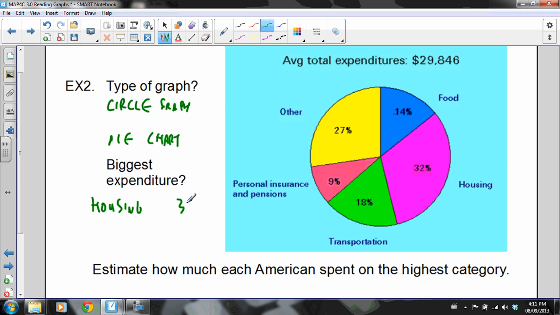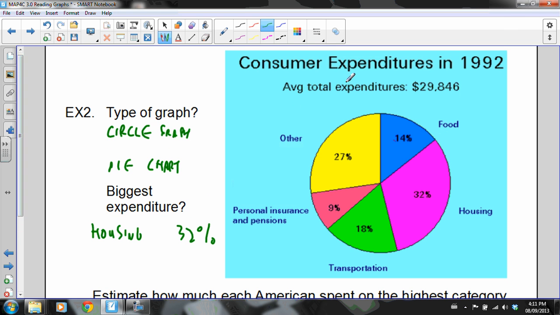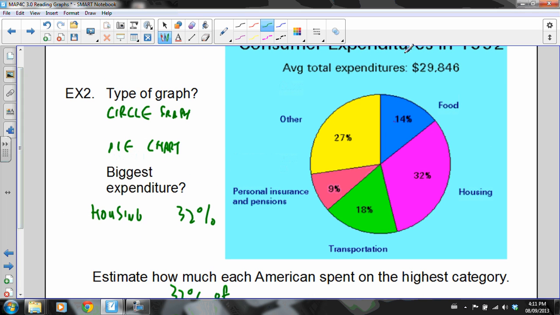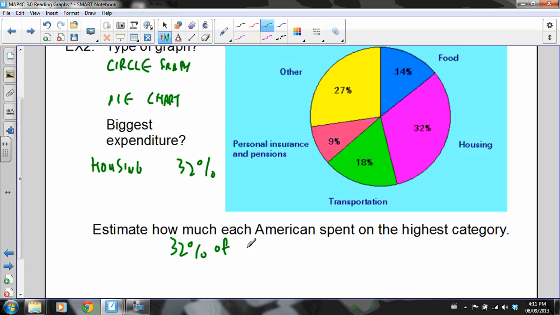Didn't say how much, but it says estimate how much each American spent in the highest category. And this is the average expenditure. 1992, a little while ago, but it was 32% of the amount that they spent, which was 29,846. And so this is kind of like a grade 9 percent question. Percent as a decimal, of means times. Jam that into a calculator and you get that each American in 1992 spent around $9,550.72 on housing.